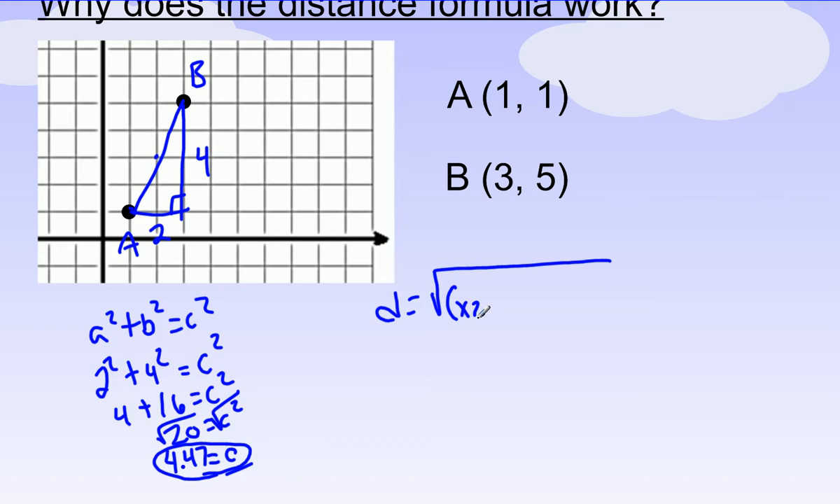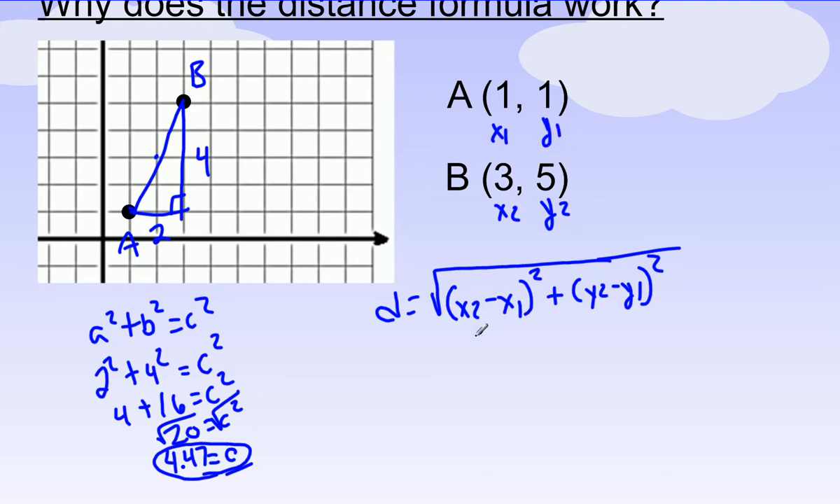x2 minus x1, which is the x value of the second point, minus the x value of the first point, squared. So it's finding the distance from here to here. This distance, that's the change in x. So you're taking 2 squared, plus y2 minus y1 squared. That's the y value of the second point minus the y value of the first point.